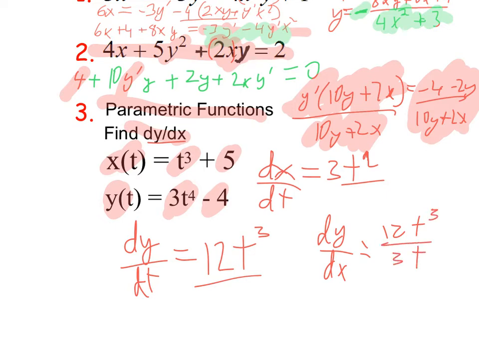Does 12 divided by 3 equal 4? It does. Does t to the third divided by t squared equal t? It sure does as well. Okay, that's to do now.